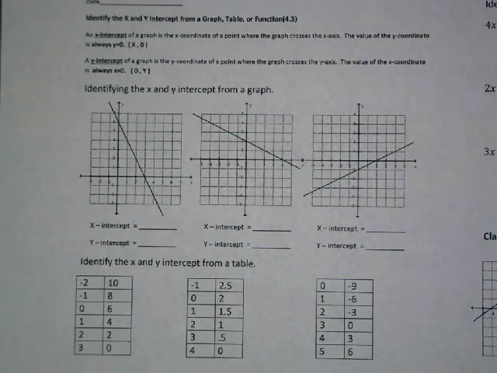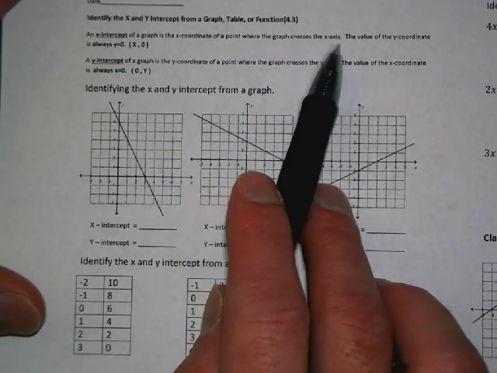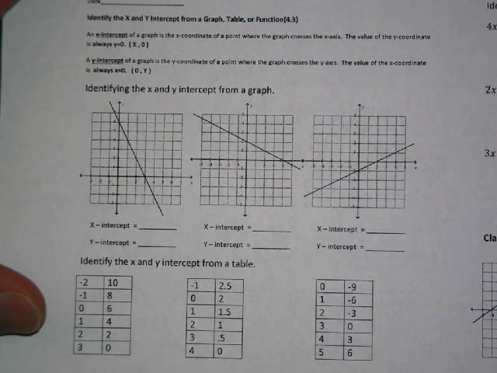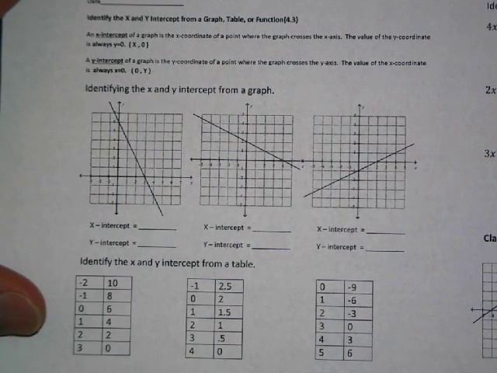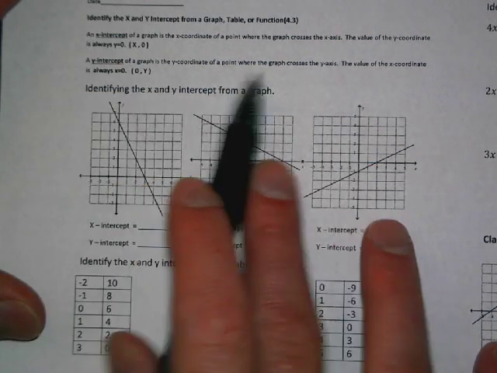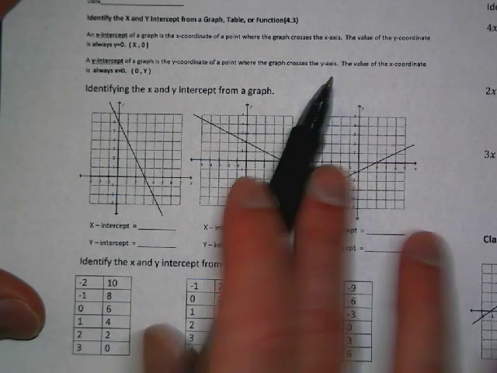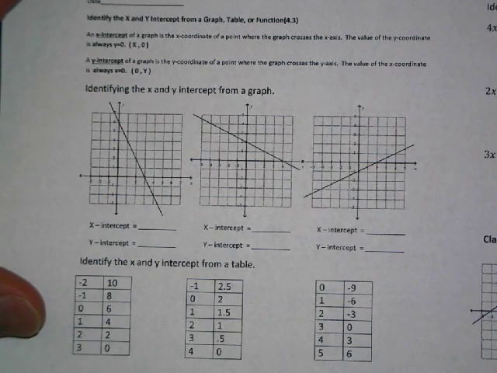All right, we're looking at finding x and y intercepts. So an x-intercept of a graph is a coordinate of a point where the graph crosses the x-axis. The value of this coordinate always has a y of 0. So wherever y is 0, that is your x-intercept. The y-intercept's the opposite. It's where it crosses the y-axis. The x at the y-intercept will always be 0. So if we want to find the y-intercept, go find where x is 0.